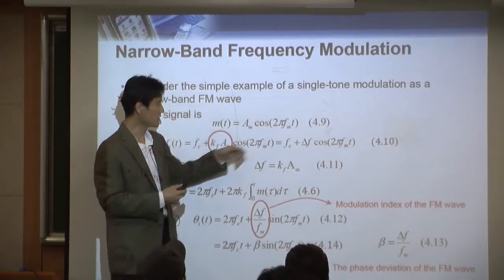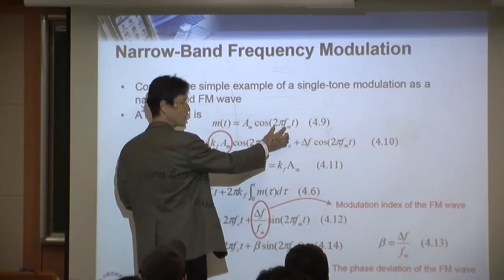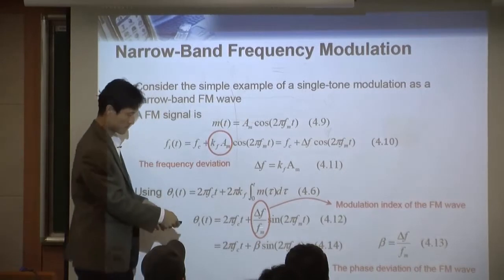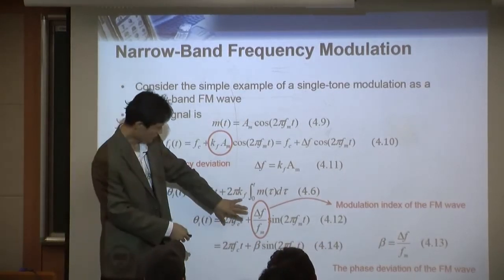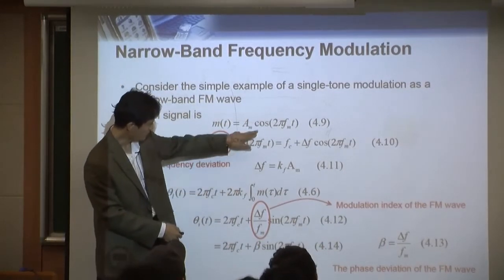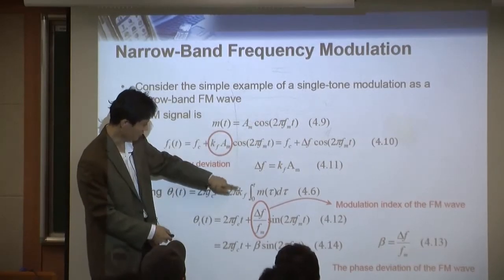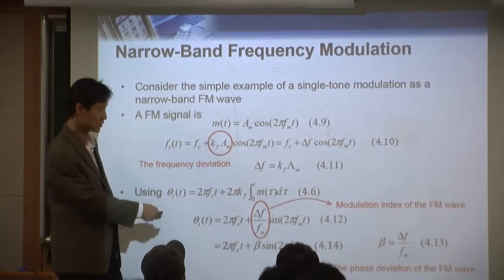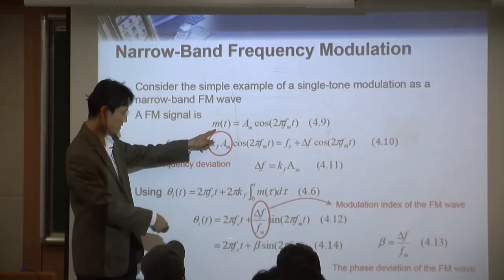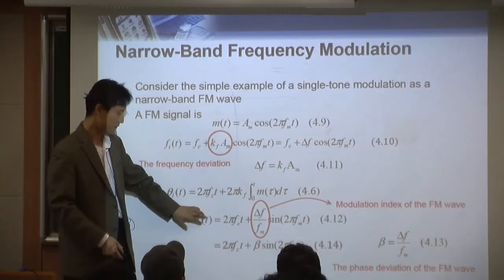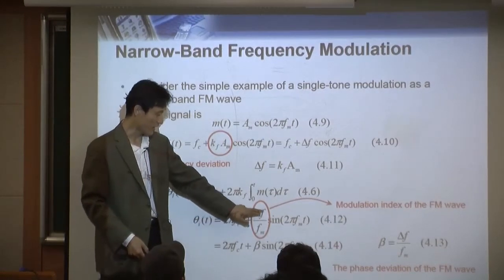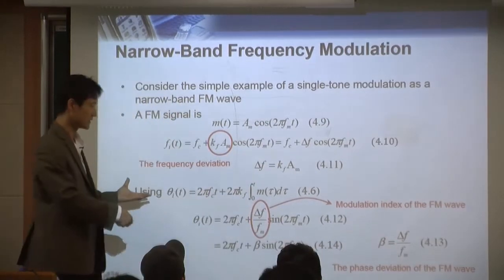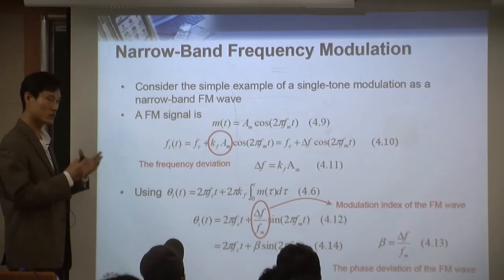And then when you do the integration with respect to t, 2 pi fm goes down to the denominator, and the 2 pi cancels out with the other 2 pi. So eventually when you do the integration of m(t), you're going to get this. This is the angle: 2 pi fc t plus delta f divided by fm times sine. So that's your angle when you do the FM.